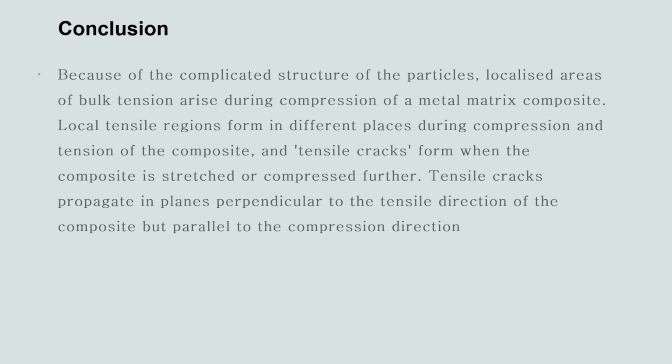The conclusion: because of the complicated structure of particles, localized areas of bulk tension arise during compression of metal matrix composites. Local tensile regions form in different places during compression of the composite, and tensile cracks form when the composite is stretched or compressed further. Tensile cracks propagate in a plane perpendicular to the tensile direction of the composite but parallel to the compression direction.